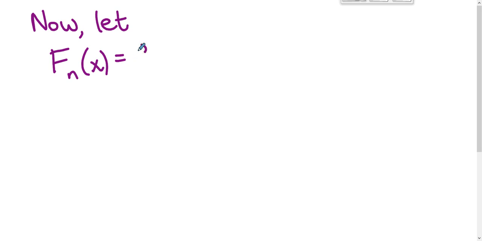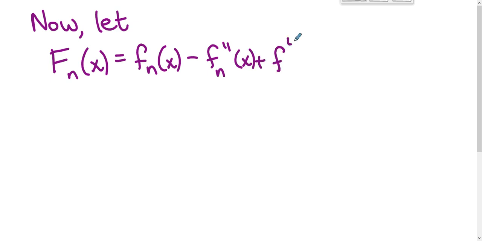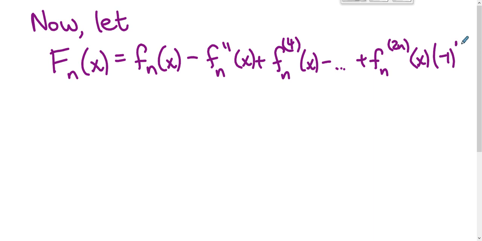Now let capital F sub n of x, same n, be little f minus the second derivative of little f plus the fourth derivative of little f, and so on until the last one is the 2nth derivative of f times -1 to the n.